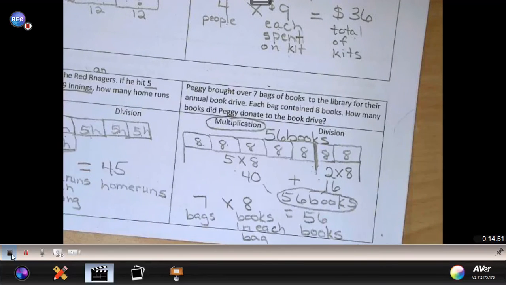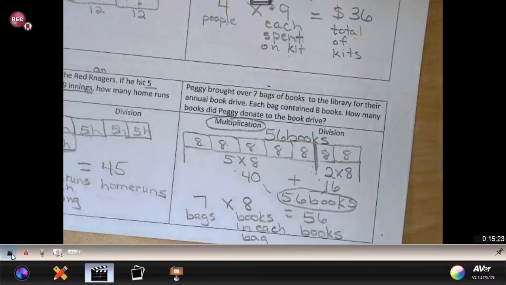So it's like us taking all the books out of the bags and knowing how many books there were. Now, if this was a division problem, we would have probably heard Peggy has 56 books. She's going to put the books into 7 bags, and then it would have been how many books are in each bag. And we would have been taking the large amount and putting them into 7 smaller groups. So that's the difference between the idea of a multiplication sentence and a division sentence.